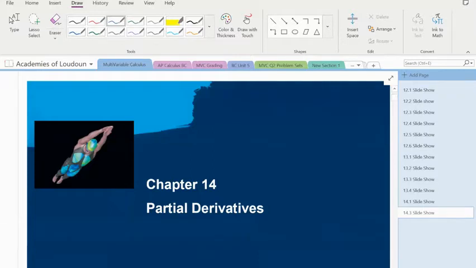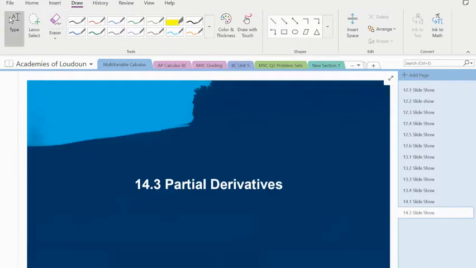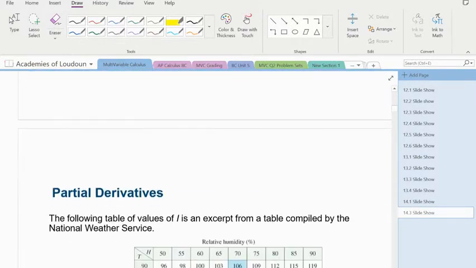This is Unit 3, Partial Derivatives, Chapter 14, Section 14.3.